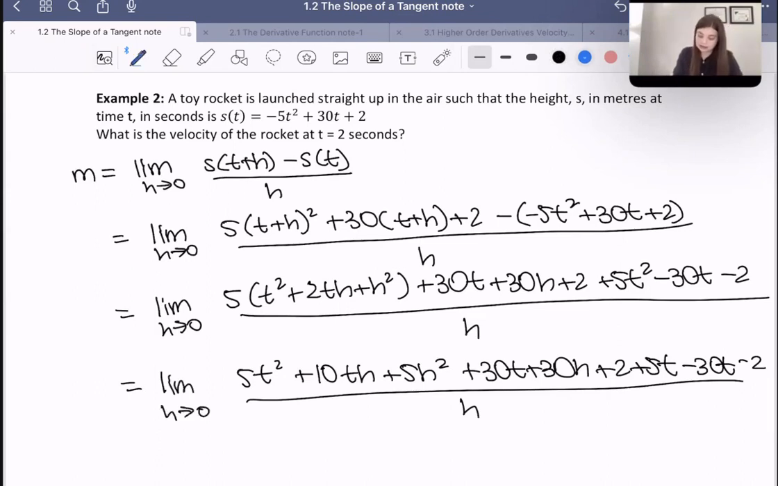Now let's cancel stuff out. So let's see, what cancels out here? This should have been 5t squared, and that is the first thing that cancels out. And then, oh no, that does not cancel out actually. Okay, well, what does? Let's see here. Well, we have minus 2 and plus 2. Those cancel out, right?